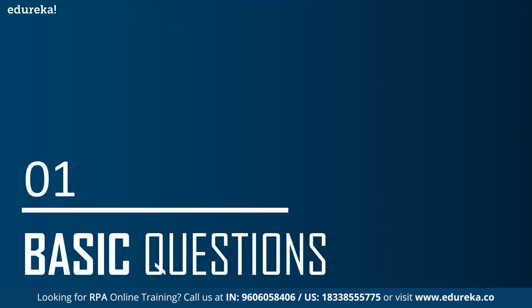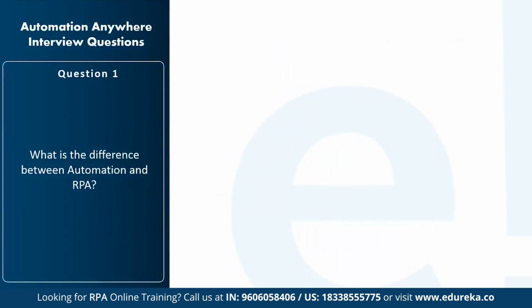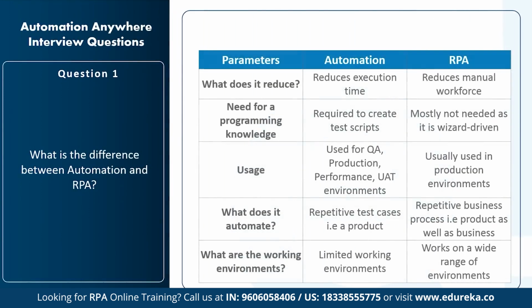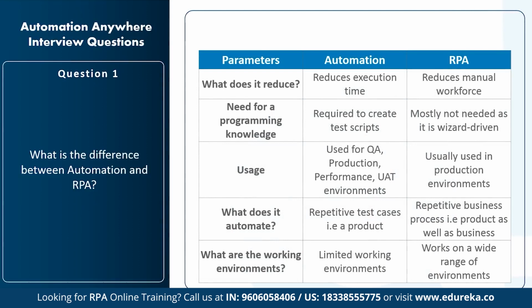This section will consist of the basic questions that you need to understand related to robotic process automation and also the tool Automation Anywhere. Starting with the first question: what is the difference between automation and RPA? You can differentiate automation and RPA on various parameters. The parameters could be what does it reduce, the need for programming knowledge, usage, what does it automate, and what are the working environments.